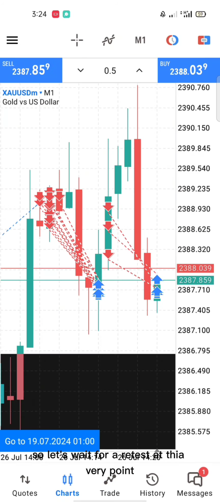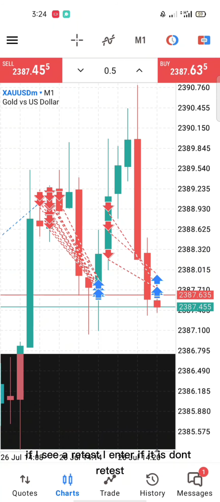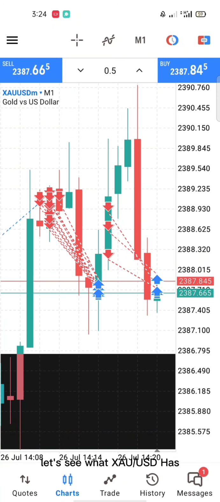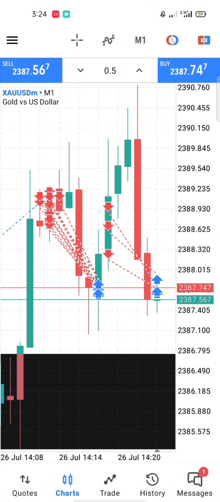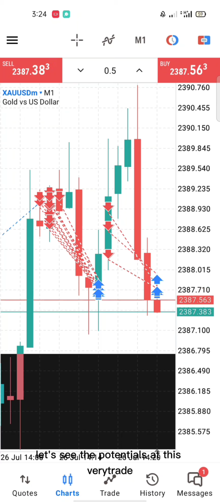So let's wait for a retest at this very point. If I see a retest, I enter. If the trade doesn't retest, then I continue selling to the downside. Let's see what XUSD has. Let's see the potentials of this very trade.